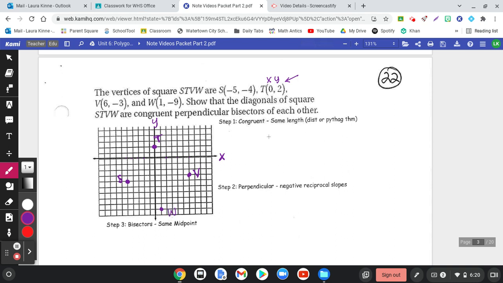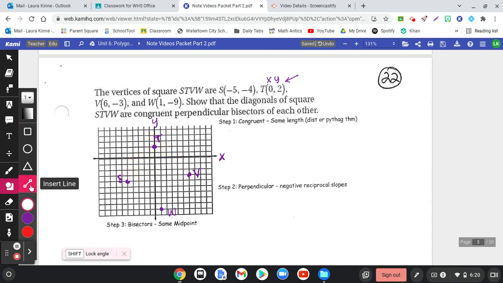All right, now grab something that has a straight edge. If you have a ruler, awesome. It's important that you're accurate with these. Oops, it would help if I grab the right tool. All right, here we go.